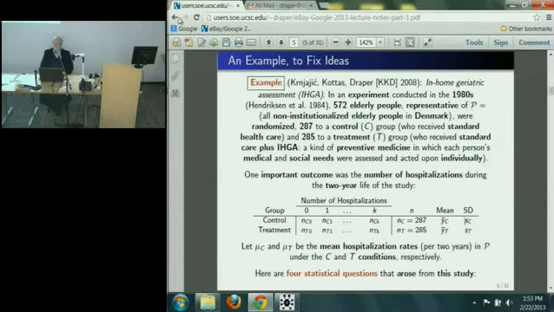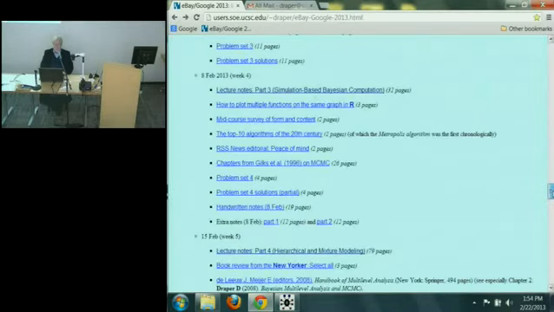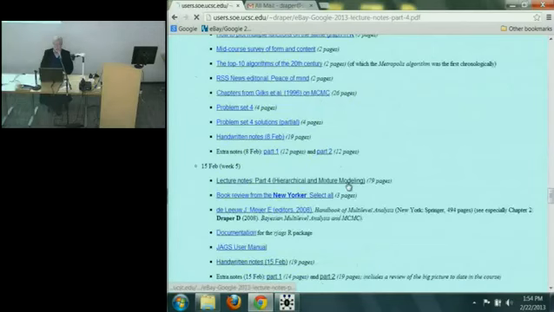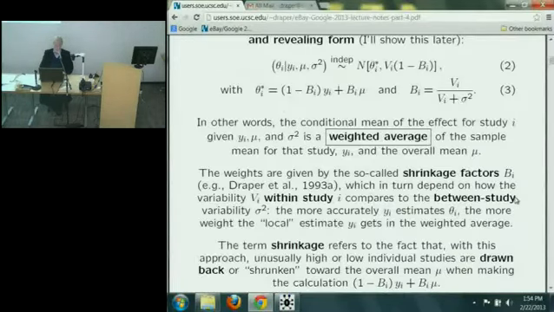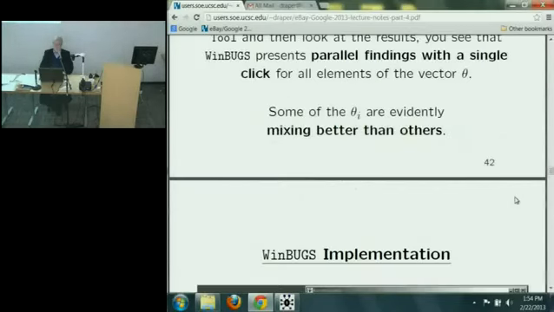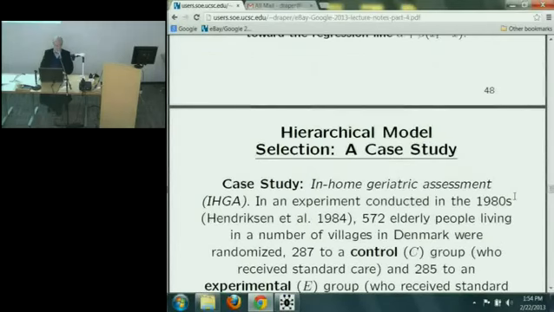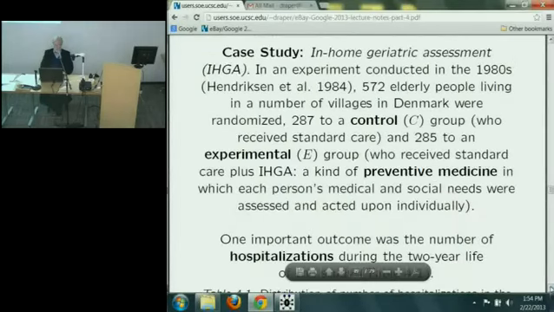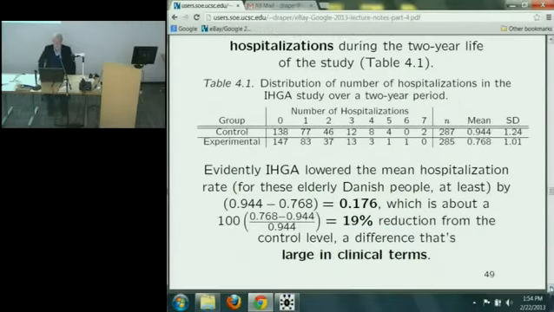So, okay. Now I'm prepared to unveil that actual data table to you. So let's go back to part 4 of the lecture notes. Here's how the data came out, bottom of page 49 of part 4 of the PDF lecture notes.